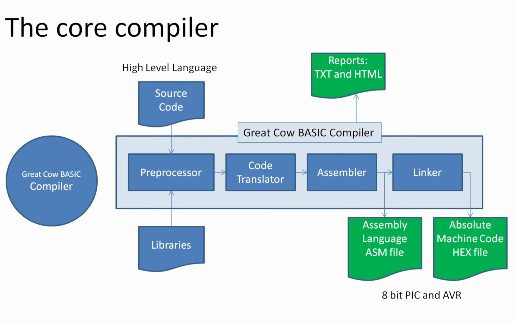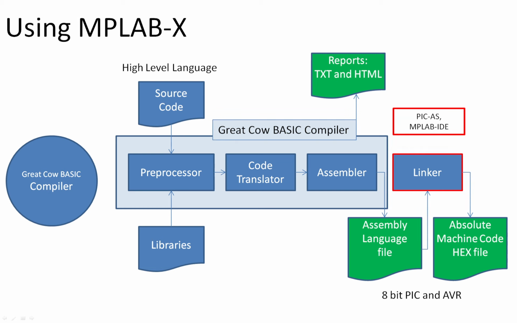So let's recap what we saw. Great Cow Basic is a soup to nuts source code compiler. It uses the libraries. It will take you through the preprocessor, code translation, assembler, and linker, and it will create an absolute machine code hex file for the target chip. However, as I said in the previous tutorial, you can actually intercept and pick up the assembly language file and put that through your own toolchain. In this case, I show a linker, but it's actually going to be MPLAB IDE.